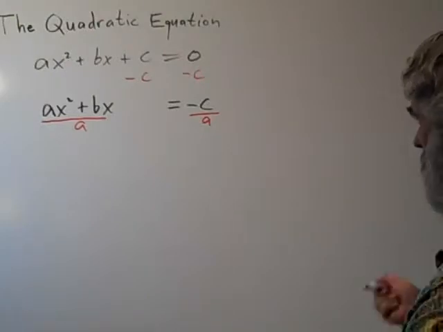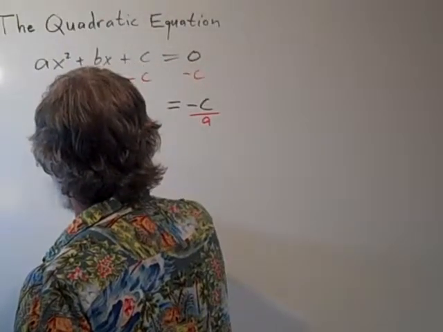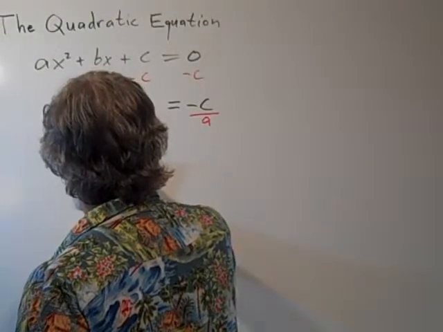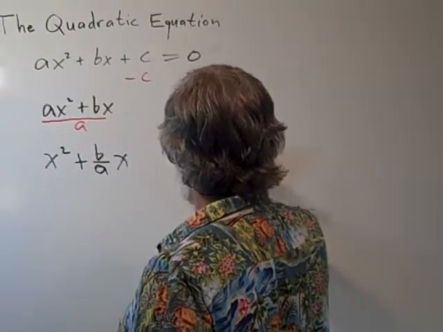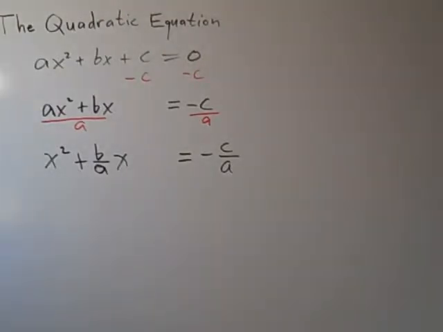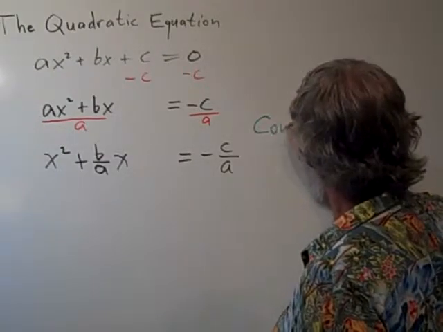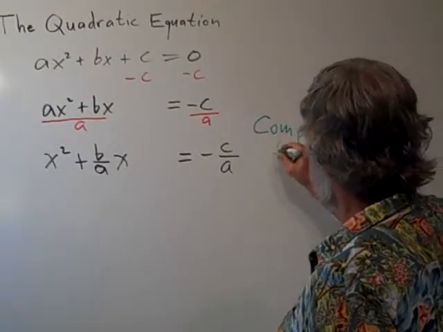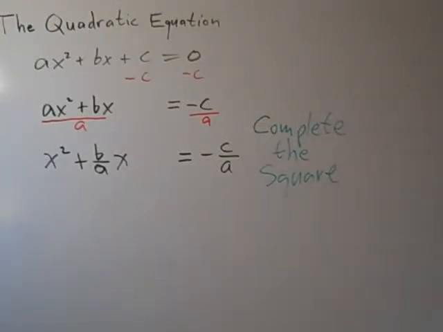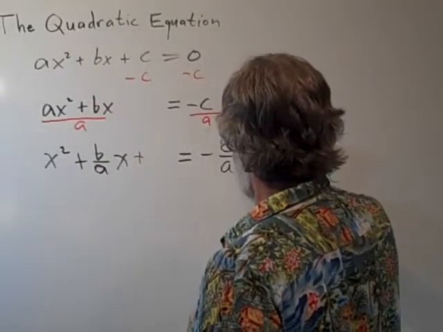This results in x squared plus b over a times x equals negative c divided by a. At this point, we complete the square. And here's how that process goes. We need to add something to each side of this equation.